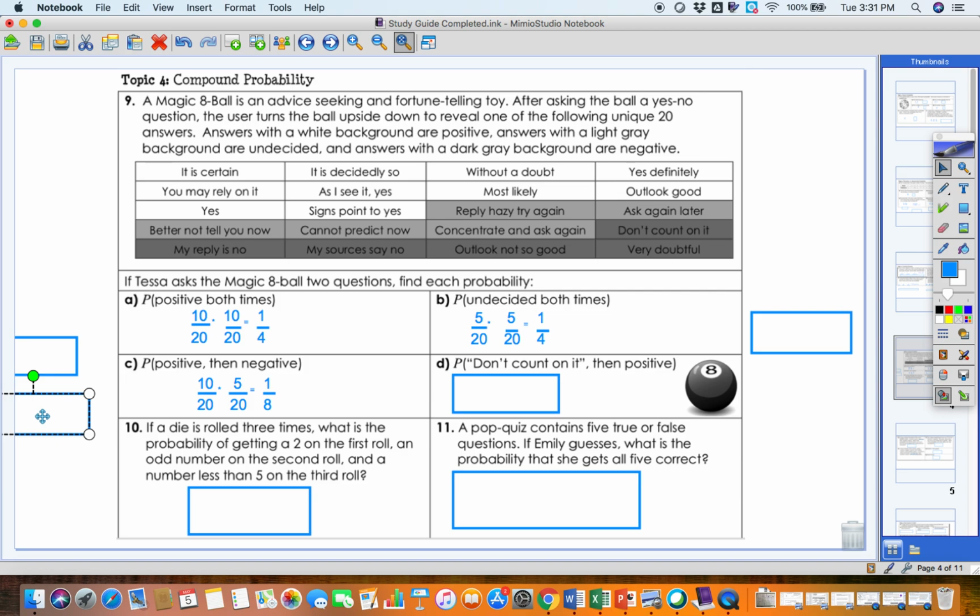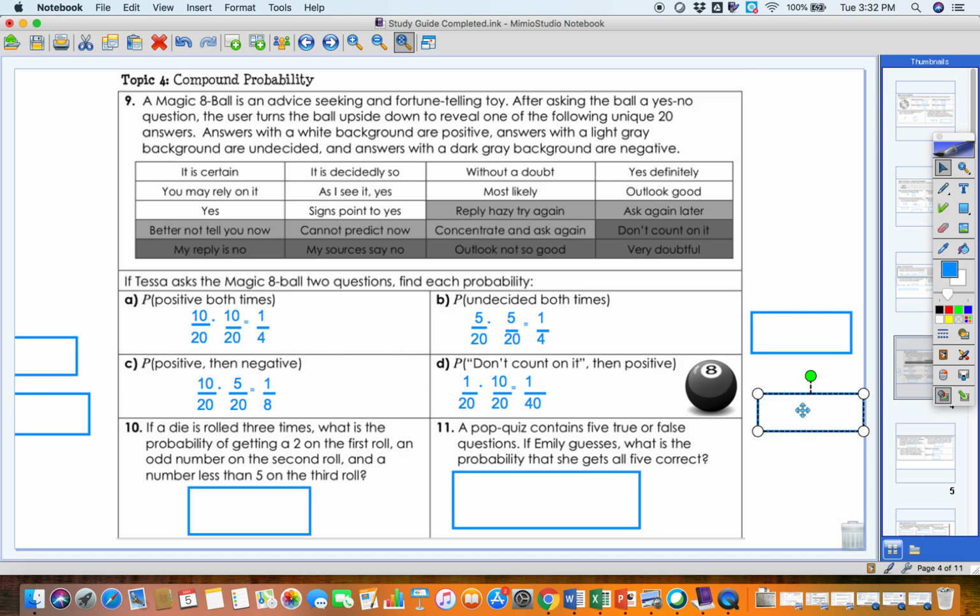On D, we want the probability that we're going to get "don't count on it," and then positive. "Don't count on it" is only on there once, so that's 1 out of 20. And then positive, again, is 10 out of 20. So 1 out of 20 times 10 out of 20 is 10 out of 400, which is 1 out of 40.